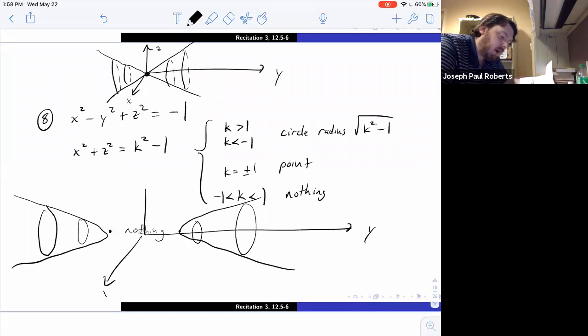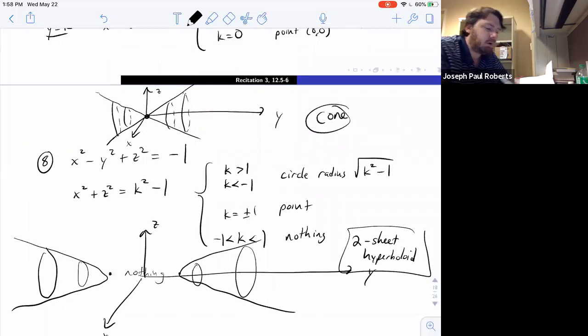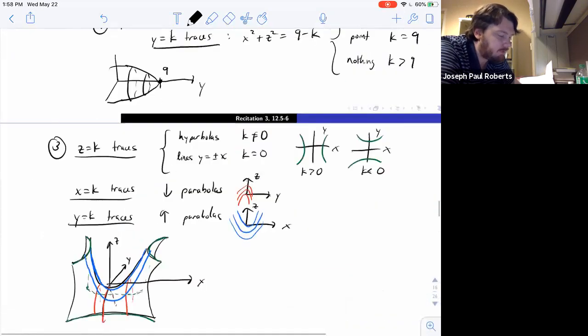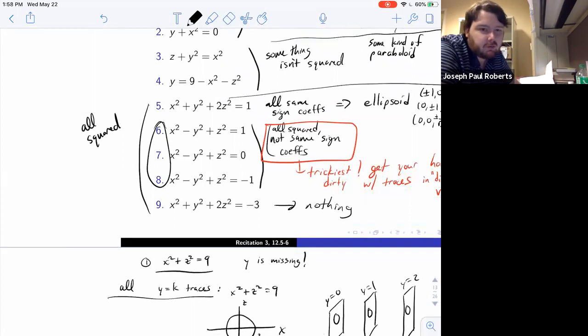If y is too close to 0, I don't get any trace, so there's missing traces. So compared with all of our other quadric surfaces, these three are the most similar to each other. They have one family of ellipse traces and two families of hyperbola traces.